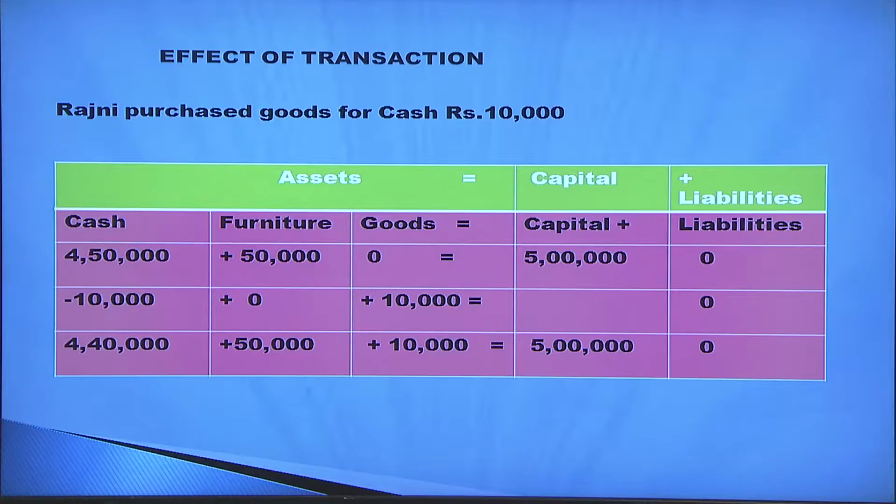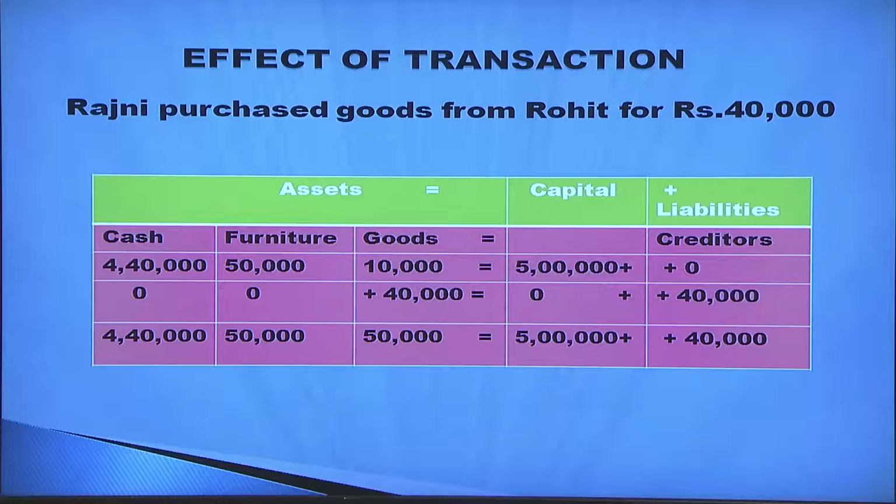So, that will come to 5 lakh on the asset side. In the liability side, that is capital plus liabilities as capital 5 lakh. So, here also accounting equation is satisfied. Rajni purchased goods from Rohit, rupees 40,000. Goods worth rupees 40,000 is coming inside the business.